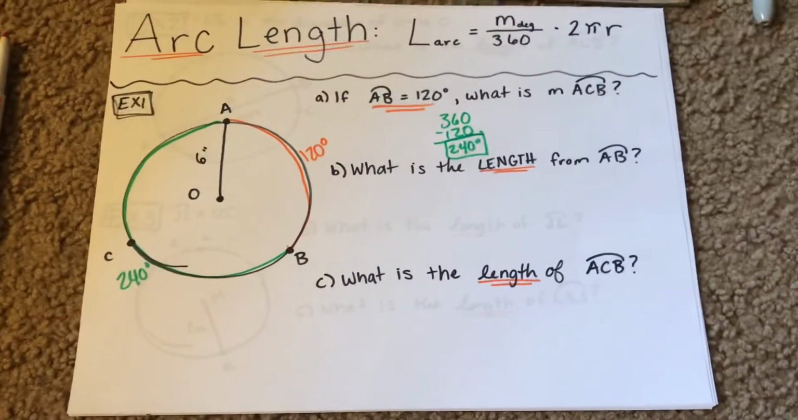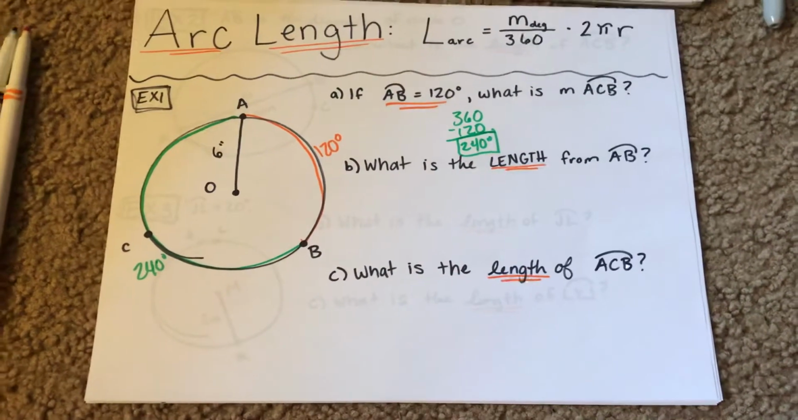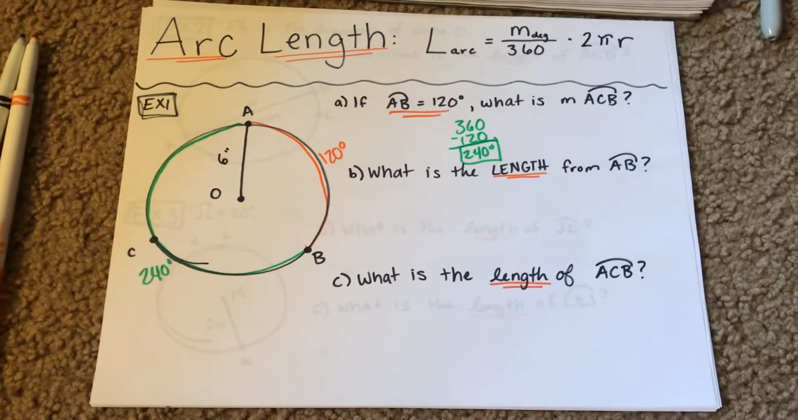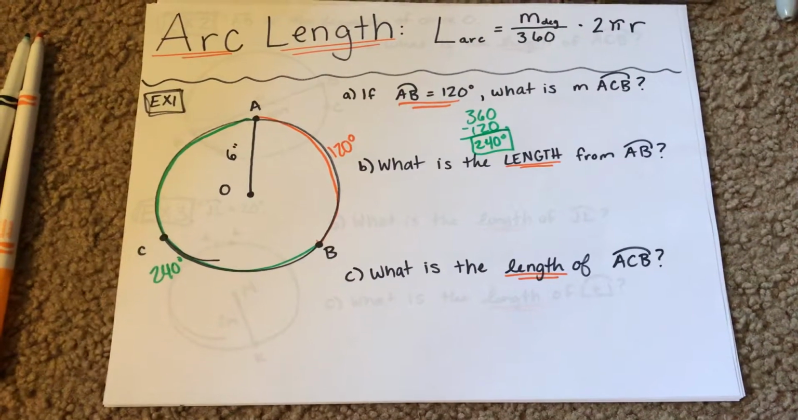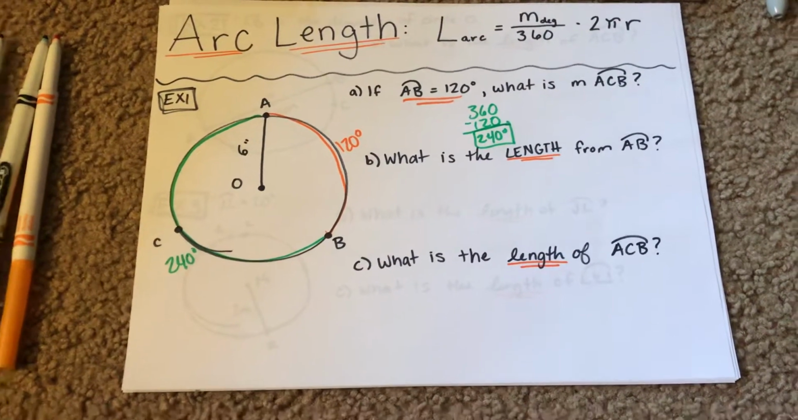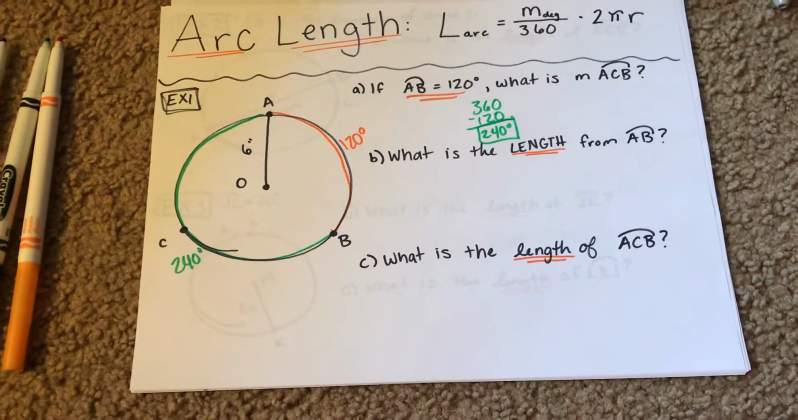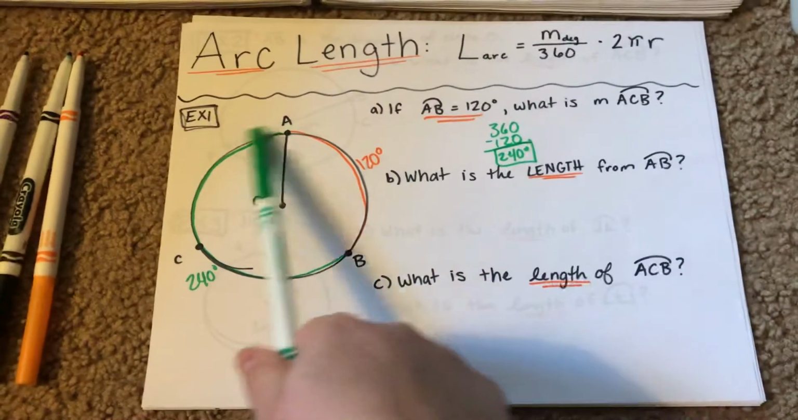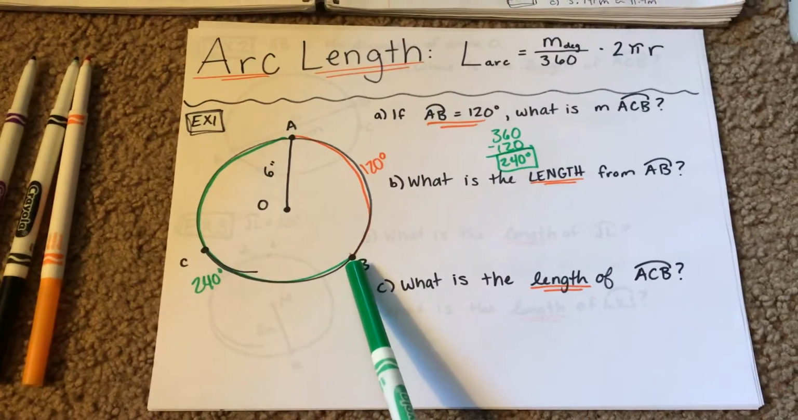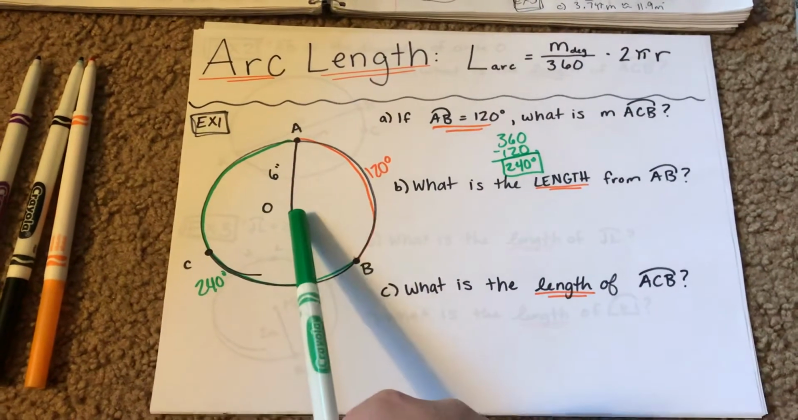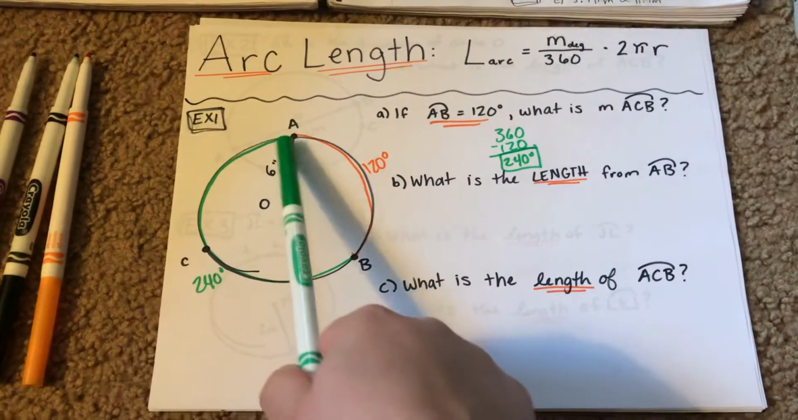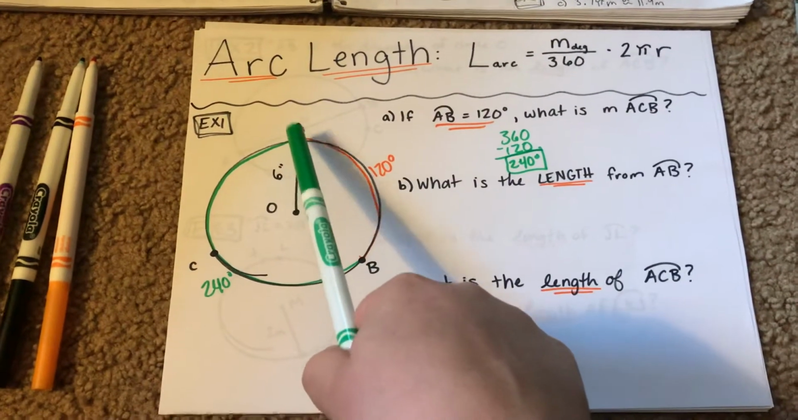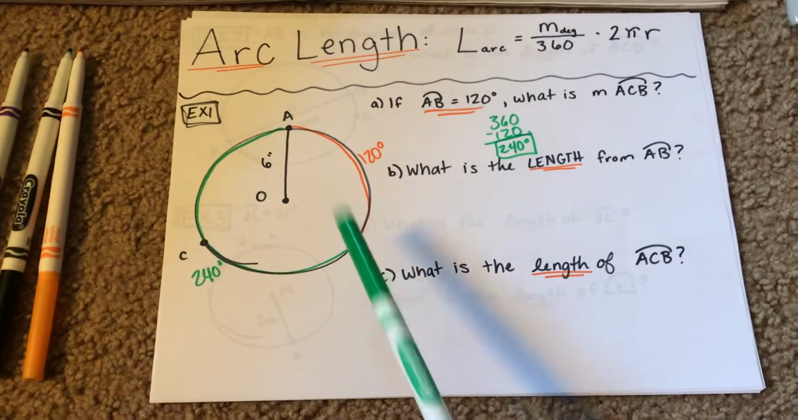Now, all of those times we're saying it's 120 degrees, 120 degrees, but that didn't have anything to do with the size of our circles. Today we're going to go into the actual length of what's going on. So if we are given that A to C to B is 240 degrees, and we know that our radius is 6 inches, we can also figure out the measure of this major arc ACB. So let's look at this.